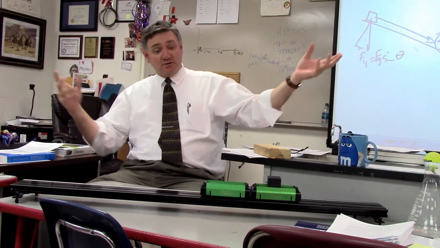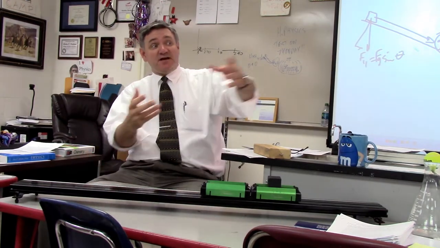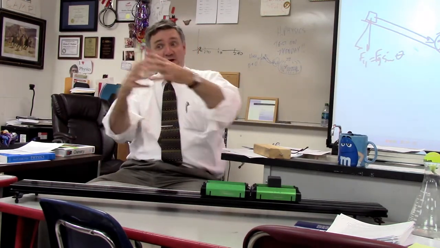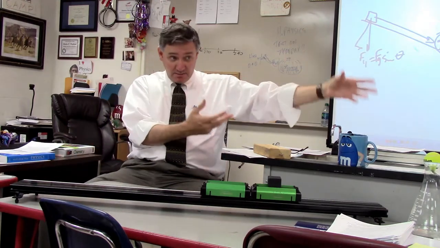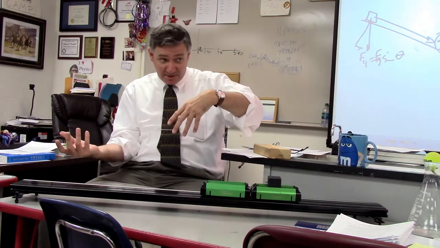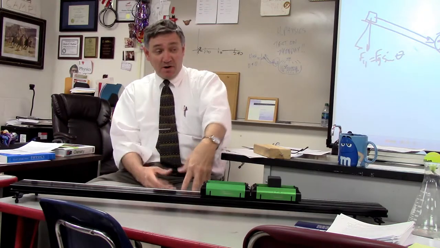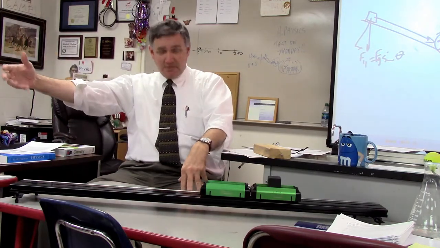Zero. So if one has positive velocity, the other one has to have a? Negative. And if one has positive momentum, the other one has to have a? Negative. And they still should add up to? Zero. So the one with the smaller mass has to have a? Bigger velocity. There you go.